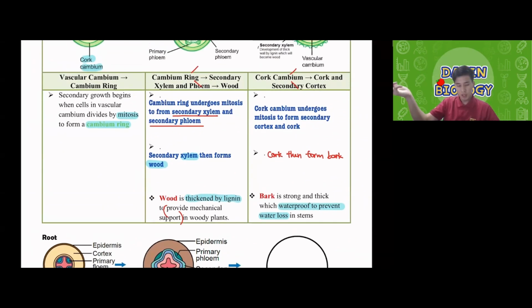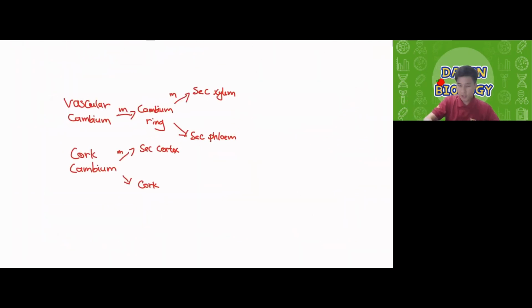So just remember this thing that I draw for you. Of course, behind here I got form one more wood and bark. The bark is here. Very simple. I summarized for you already.